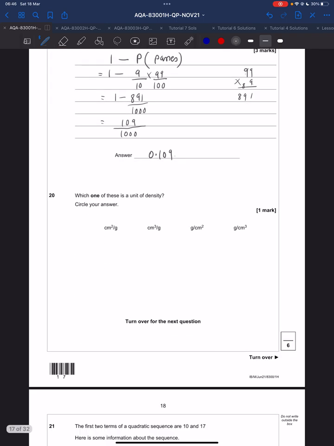Which one of these is not a unit of density? Circle your answer. Density is mass divided by volume.